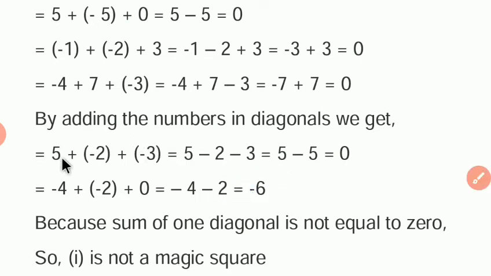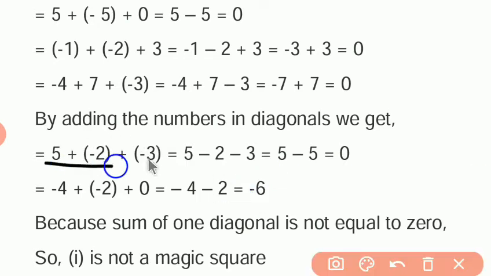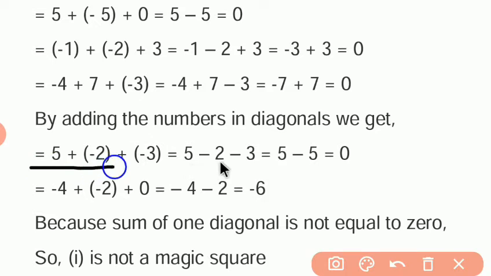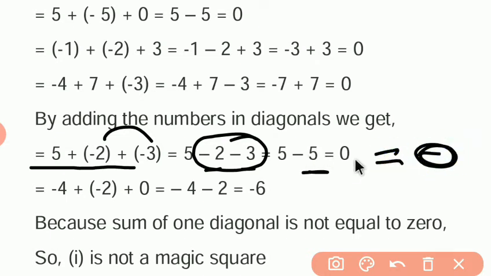And the numbers of the second diagonal are 5, minus 2 and minus 3. Here we also have to add. So 5 plus bracket of minus 2 plus of minus 3. So first step is to open the bracket. So first 5 plus into minus, minus 2 plus into minus, minus 3. So 5 minus 2, or we can write 5 minus minus plus. So 2 plus 3, 5, and the sign will be minus. So 5 minus 5 is equal to 0.